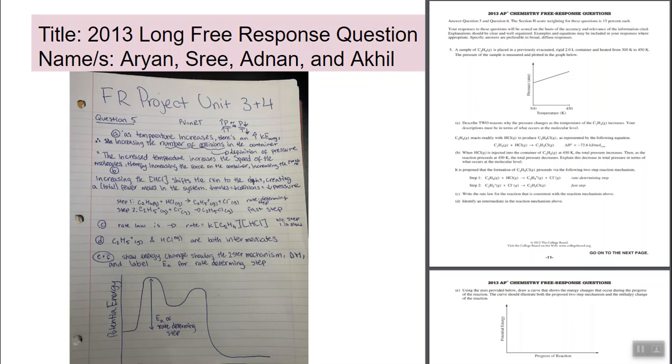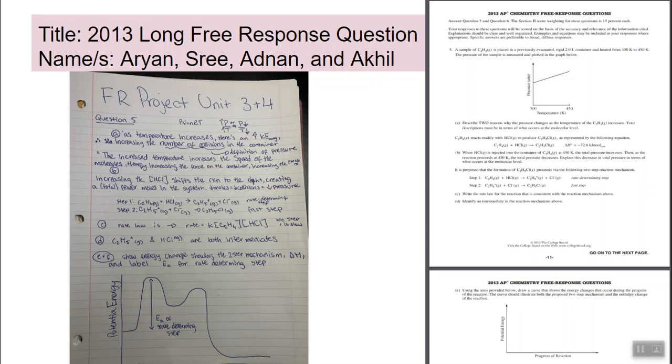So as the temperature increases, there's an increase in the average kinetic energy within the molecules themselves, therefore increasing the number of collisions with the container. Which obviously means that the pressure increases. The second reason is that the increased temperature actually increases the speed of the molecules, therefore increasing the forces exerted on the container, which thus increases the pressure.